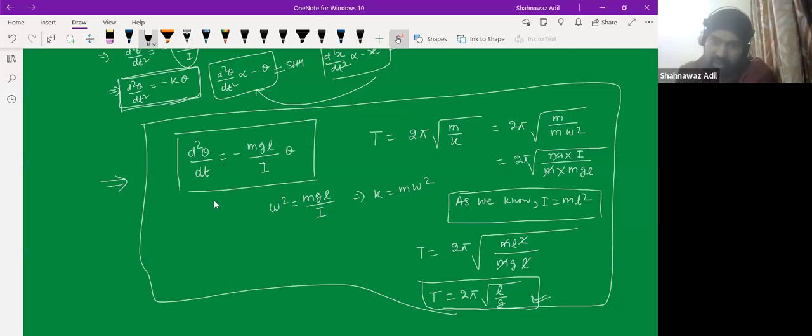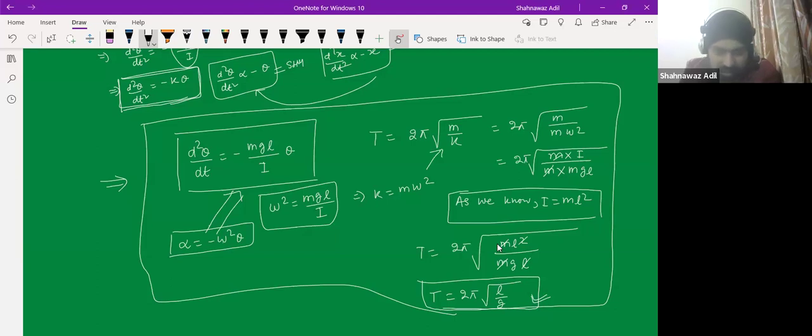Because remember, what was the acceleration? Acceleration is minus omega square theta. This is the angular acceleration that we have compared. So if we compare this, then omega square will be this. And from omega square, we calculate k, and then we put it in here, and then we calculate the time. So, yeah, quickly note it down, guys.